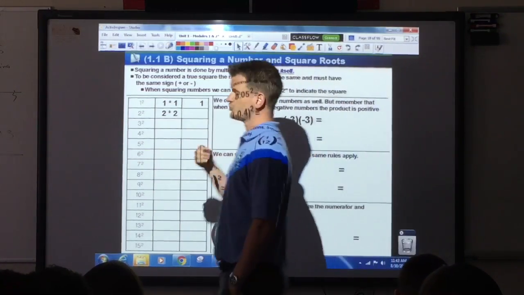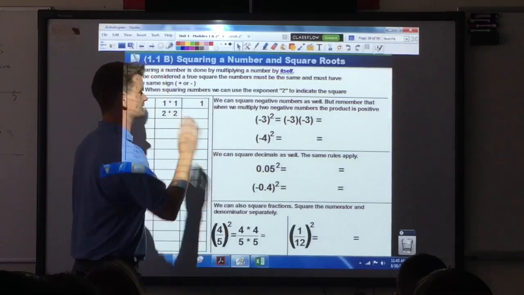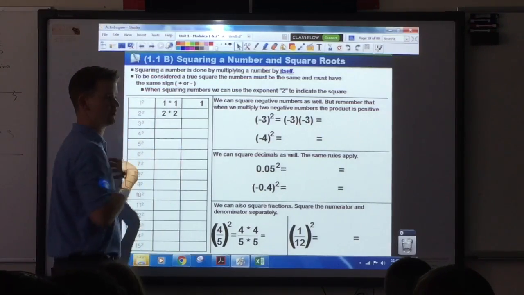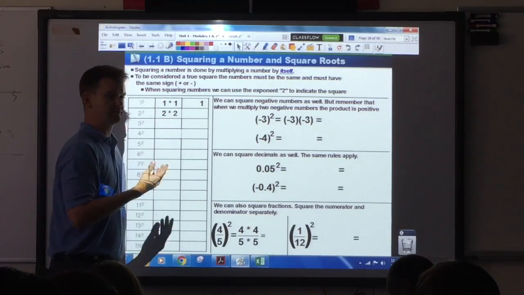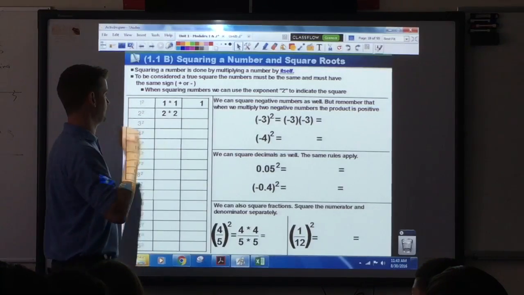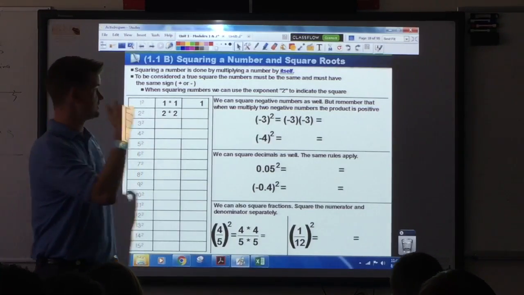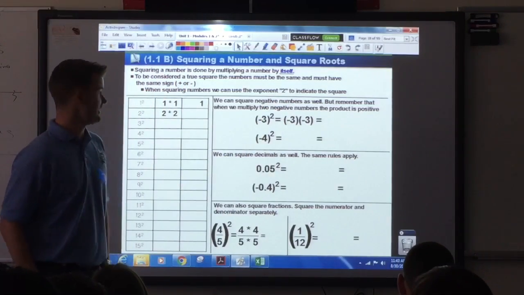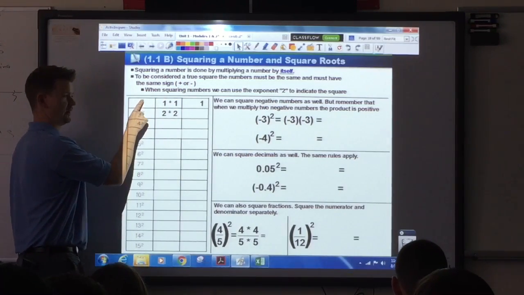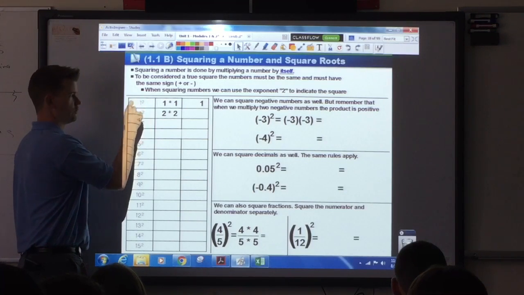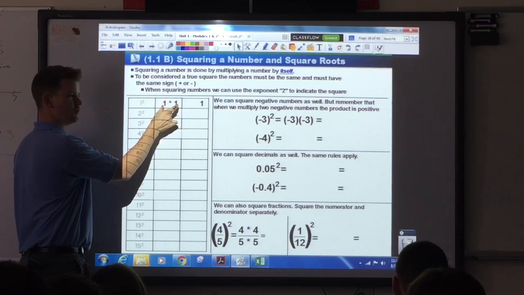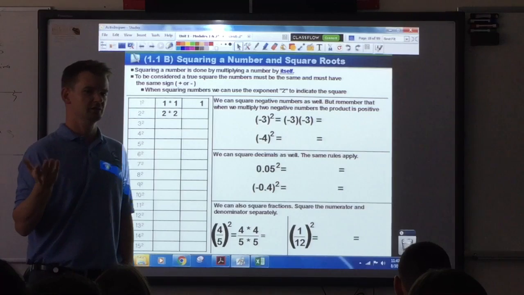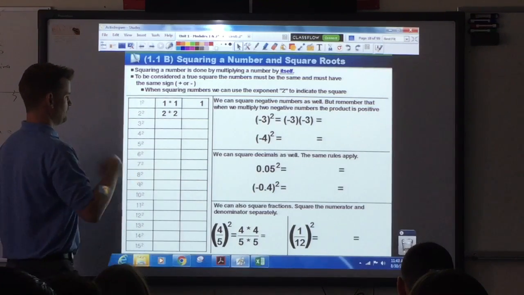To be considered a true square, the numbers must not only be the same, they must have the same sign, positive or negative. So they're both positive 4s, they're both negative 4s, we're happy. Must be the exact same number. When squaring numbers, we use this little exponent, 2, to indicate the square. So you may see something like 1 raised to the second power. We can expand that out. It becomes 1 times 1, and everybody knows that 1 times 1 is? 1.